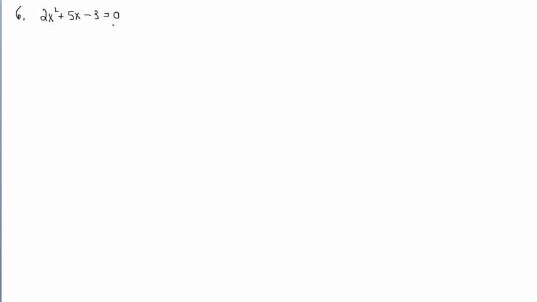All right, in order for us to do this approach, we're going to multiply a times c. A is 2 and c is -3. So we're multiplying 2 times -3 and getting -6. And then what we want is two factors of -6 to add to b, or the coefficient on the linear term. So what multiplies and gives us -6 that adds to 5?